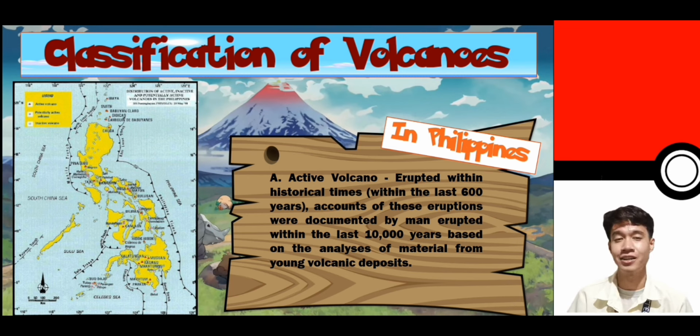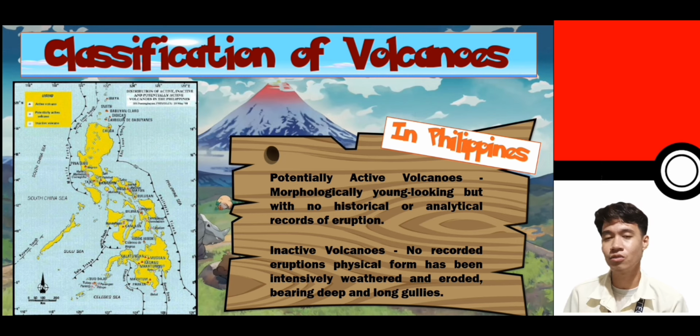The other classification of volcanoes in the Philippines is potentially active volcanoes, which are volcanoes morphologically young-looking but with no historical or analytical records of eruption, but may erupt in the future. The other one is inactive volcanoes. These volcanoes have no recorded eruptions, their physical form has been intensively weathered and eroded, bearing deep and long gullies. These volcanoes may not erupt in the future.